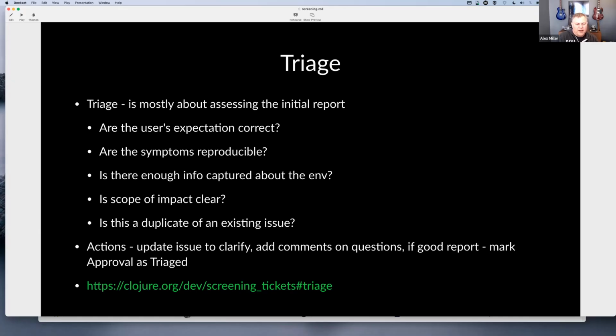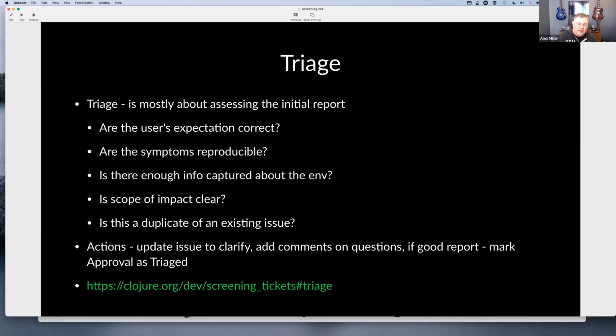Is the scope of impact clear? Is this a thing that only happens with specific kinds of data? Like it only happens with negative numbers, or it only happens with long max value or something like that. That's an important piece of information.